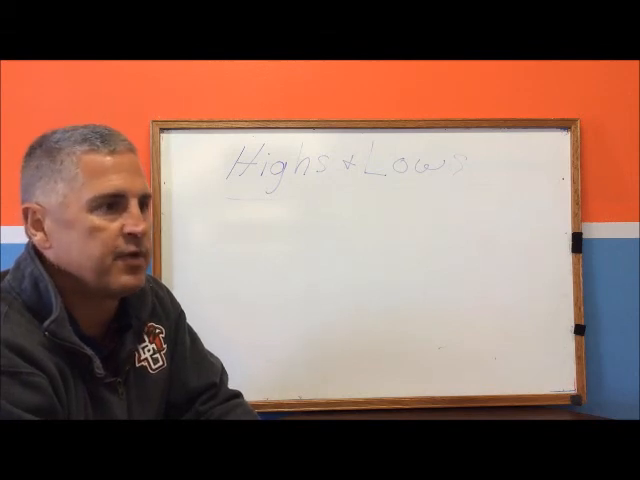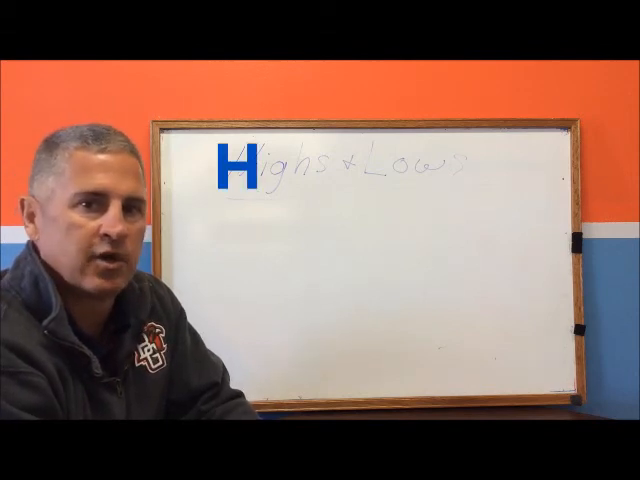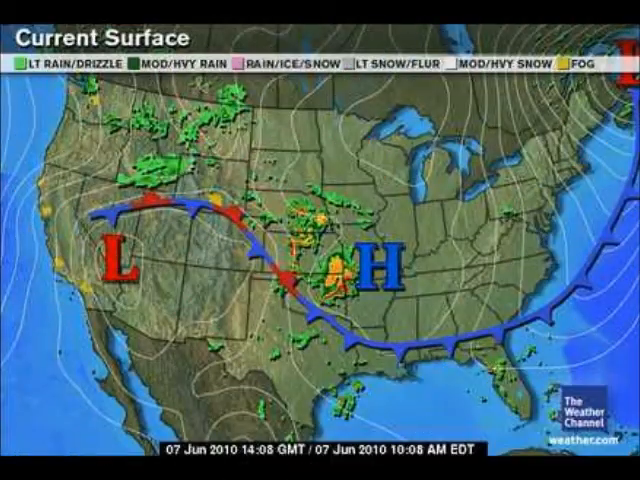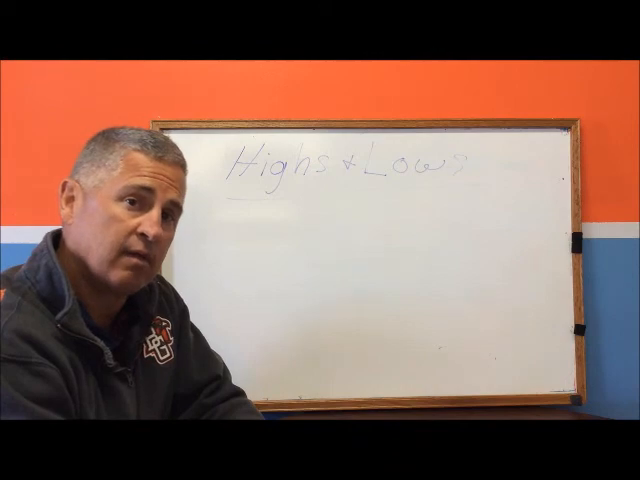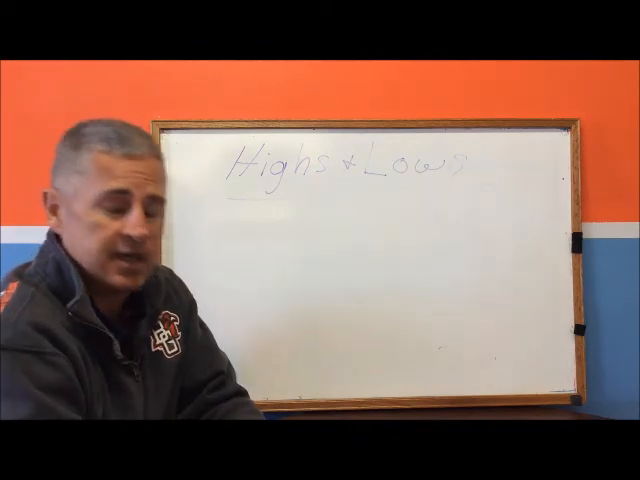Today we'll be talking about highs and lows. You look at any weather map, you're going to see a blue H or a red L on there for high and low. Let's dig a little bit deeper about what that really means and what the impact is on our weather, or weather predicting.